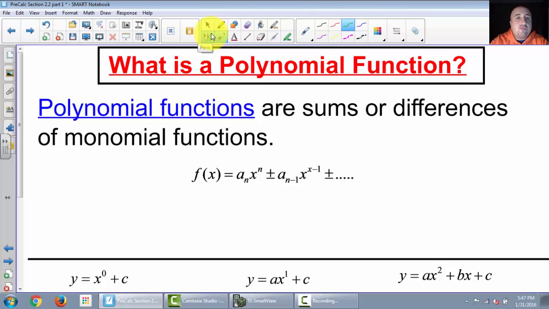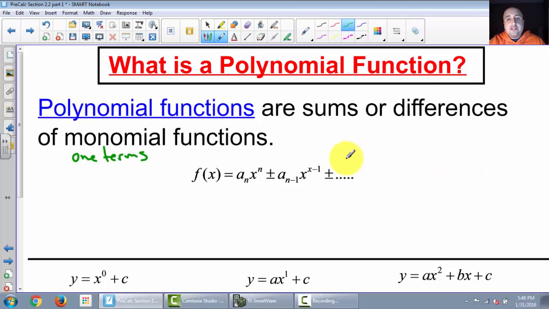What is a polynomial function? A polynomial function is sums or differences of monomial functions. Monomial meaning one term. So basically a polynomial is a bunch of one terms being added or subtracted together.